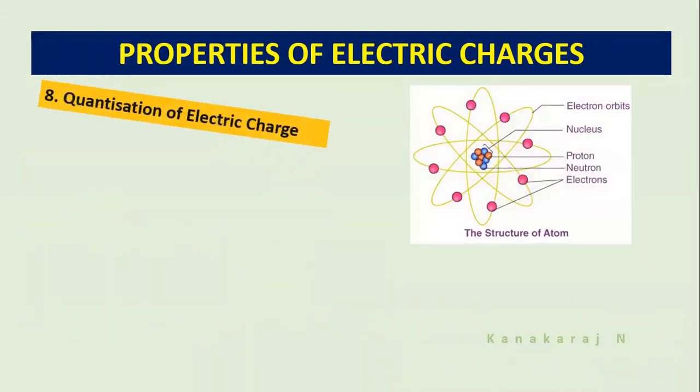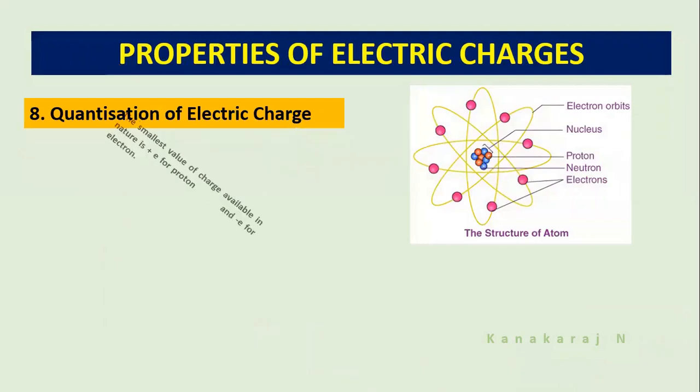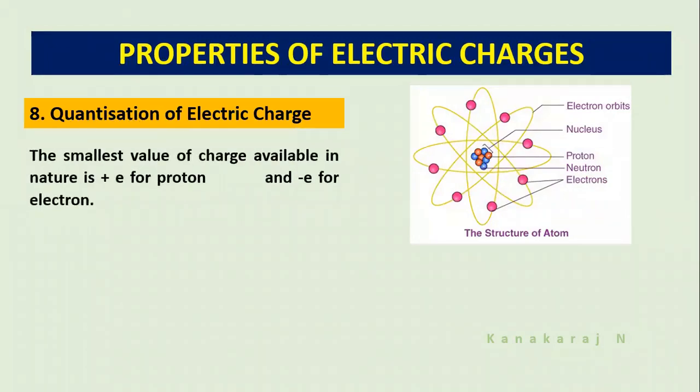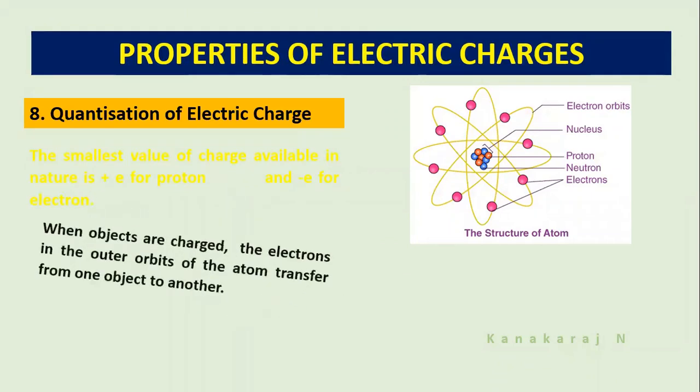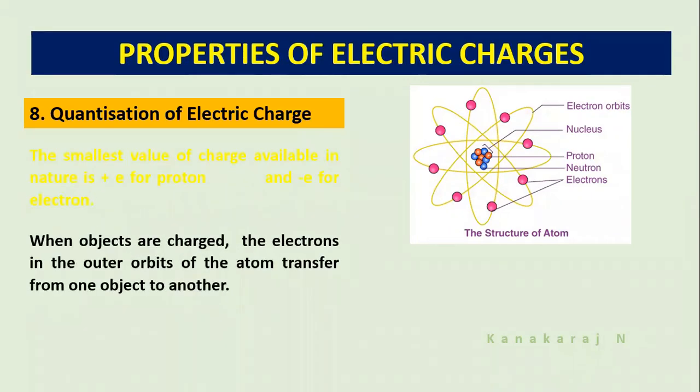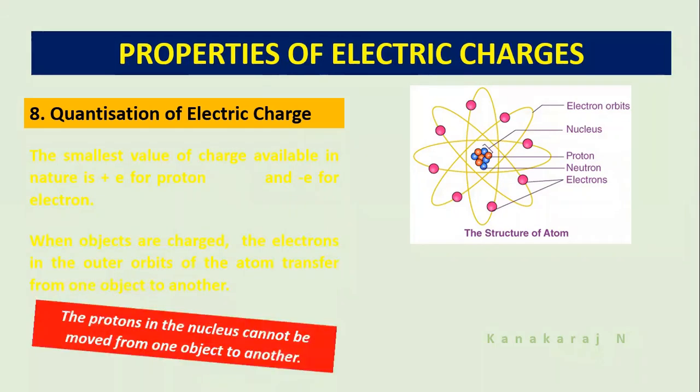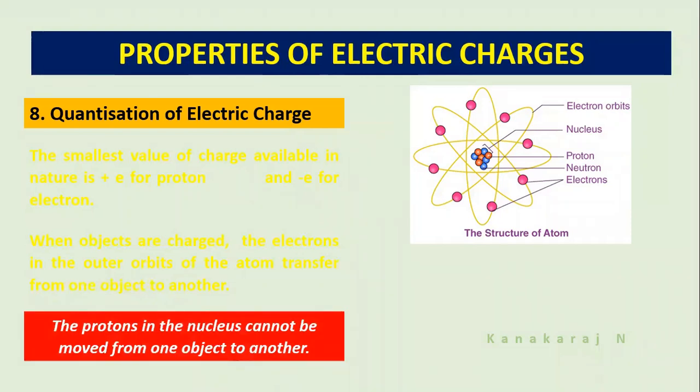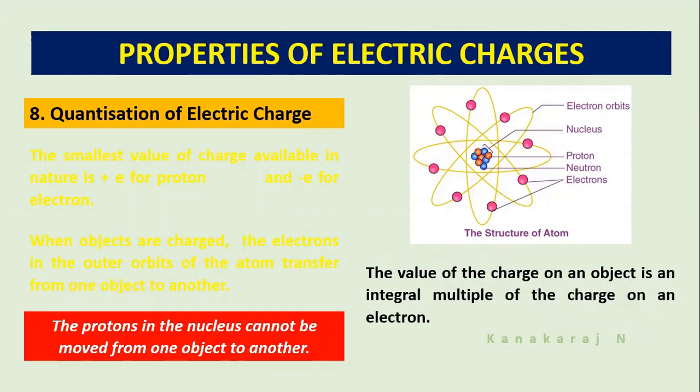Then the next one. Here, quantization of electric charge. The smallest value of the charge is available with the electron, which we call minus e, and with the proton, which is plus e. By losing an electron or gaining an electron, a body can be positively charged or negatively charged. When objects are charged, the electrons in the outer orbit of the atom transfer from one object to another. The protons in the nucleus cannot be moved from one object to another. The value of the charge on an object is an integral multiple of the charge on the electron.